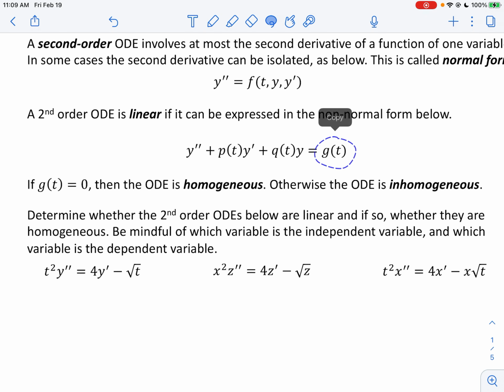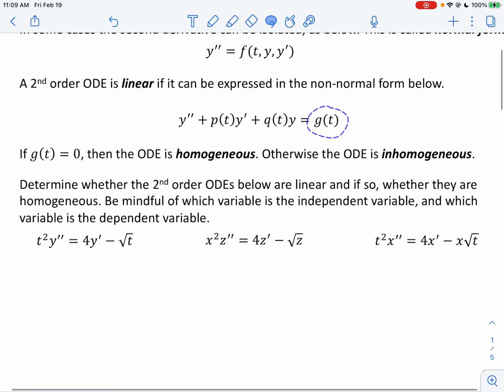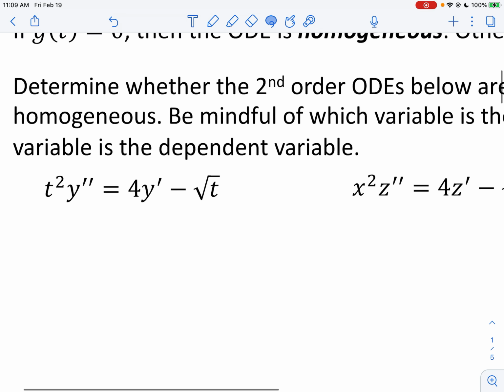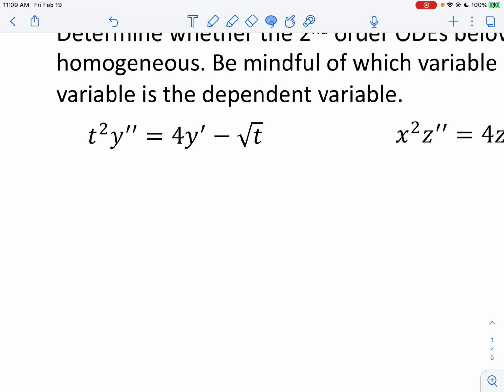So let's practice some of these terms. Determine whether the second-order ODEs below are linear, and if so, whether they are homogeneous, being mindful of which variable is the independent variable and which variable is the dependent variable. Okay, so looking at the first one, the dead giveaway of which variable is dependent is the one that has the derivatives on it, so the y. So t, therefore, is the independent variable.